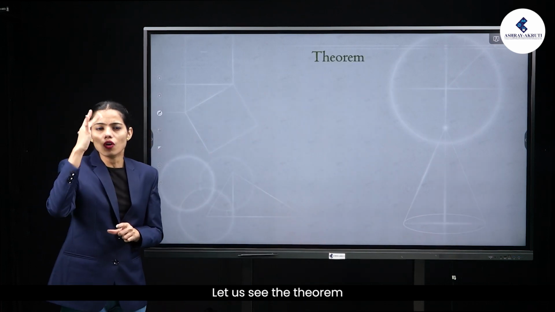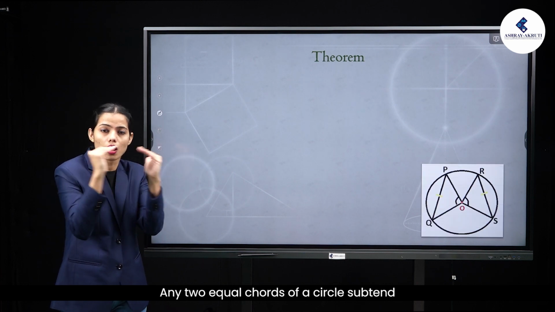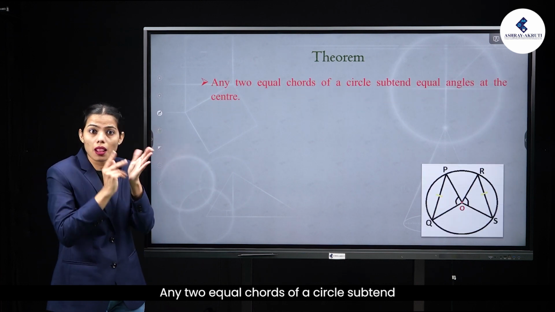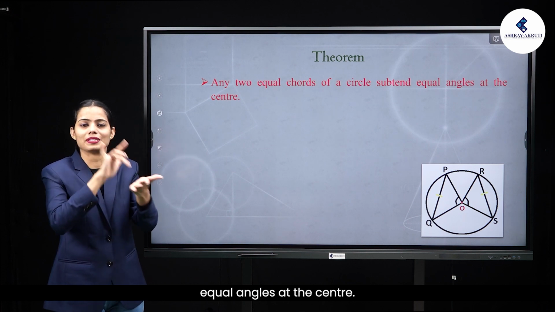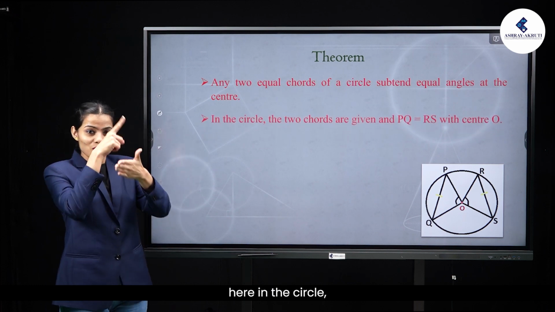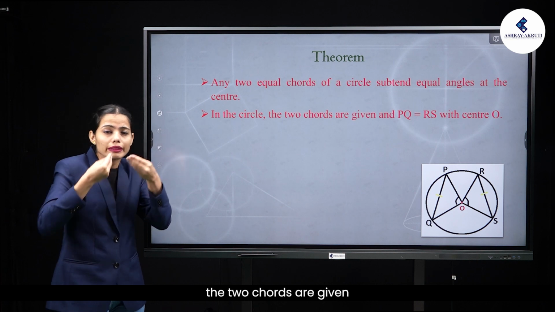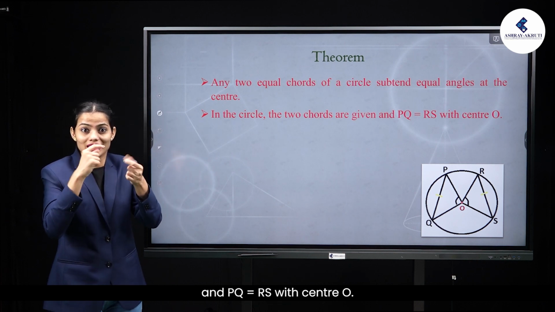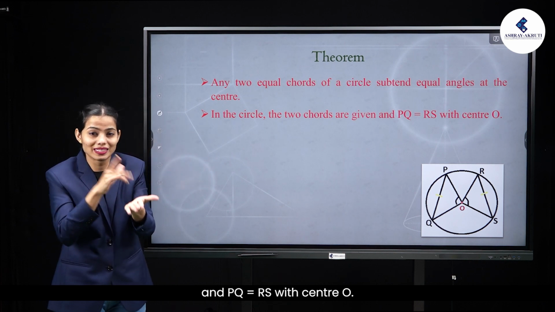Let us see the theorem. Any two equal chords of a circle subtend equal angles at the center. Here, in the circle, the two chords are given, and PQ is equal to RS, with the center O.